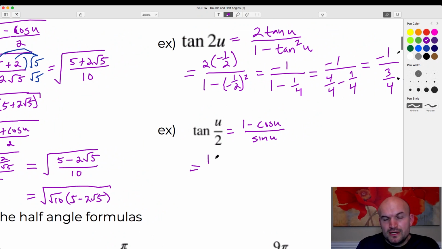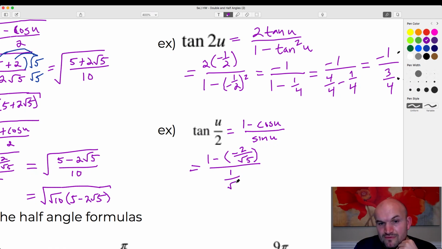Cosine is 1, so it's going to be minus. Be very careful when you're doing this. Make sure you're using these parentheses, because it's 1 minus, and then remember, cosine is 2 over the square root of 5, right? And then that's going to be divided by the sine, which is 1 over the square root of 5. Okay, now obviously you can rewrite this as an addition if you wanted to.